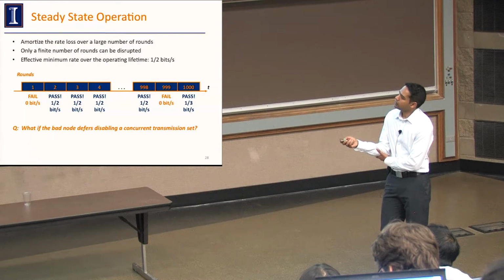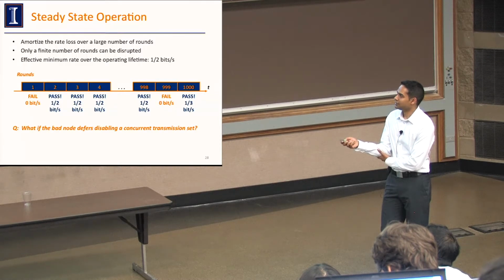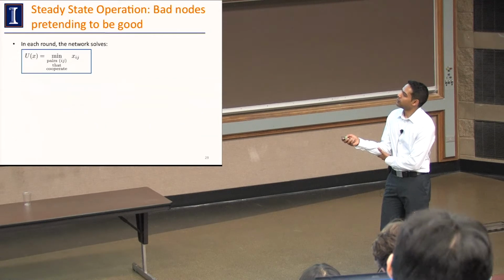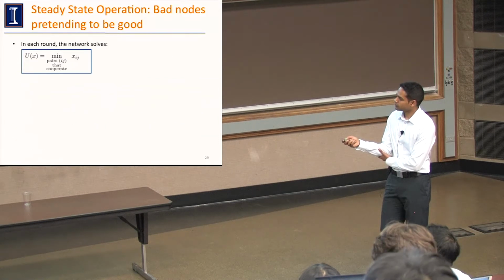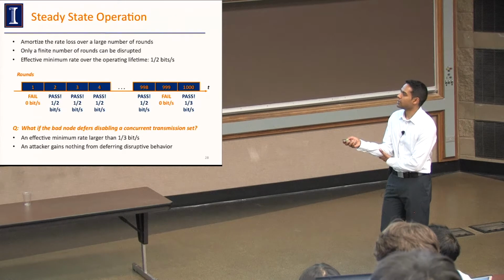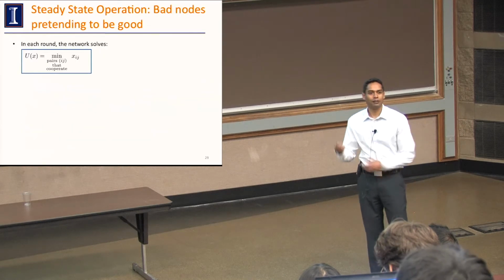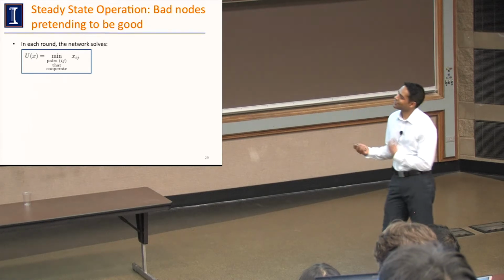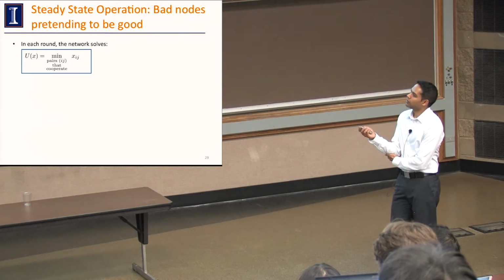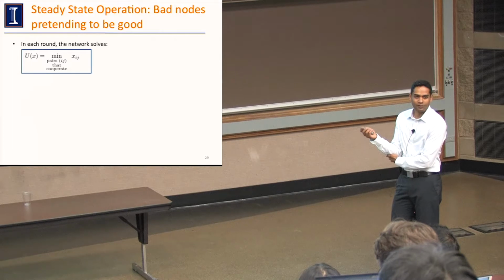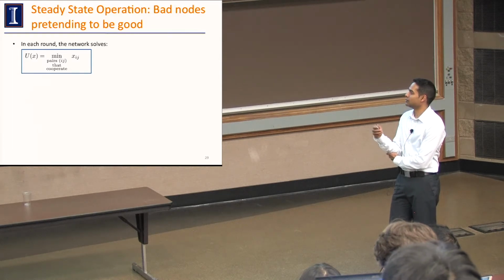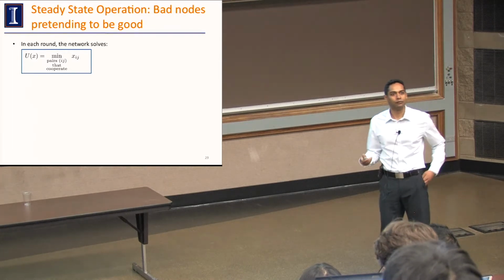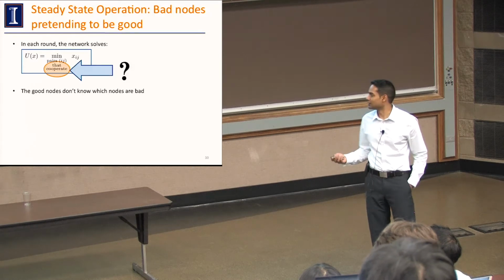So if you recall, the first round failed, the second round failed, but if we have 1,000 rounds, the rate loss caused by those failed rounds is basically negligible. And moreover, there's only a finite number of rounds that can fail. So if we choose a large number of rounds, then we can say that the rate loss because of failed rounds is negligible.